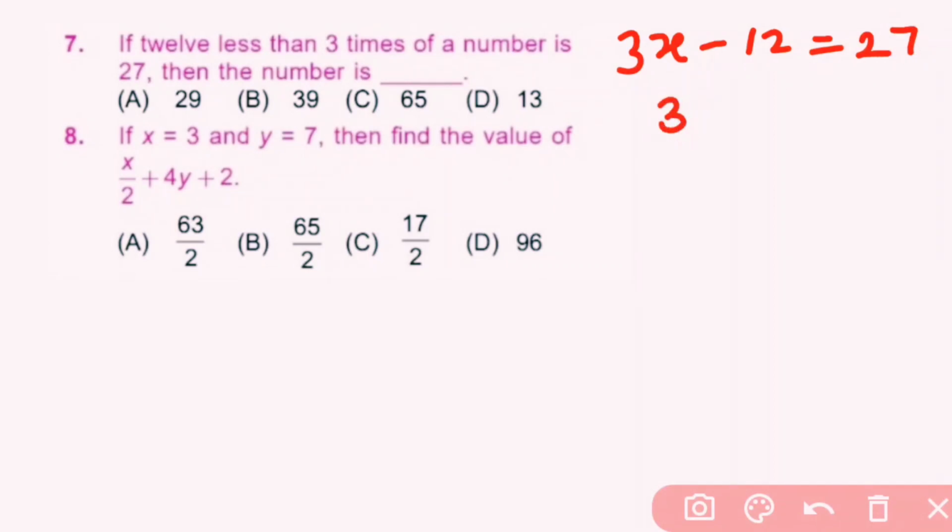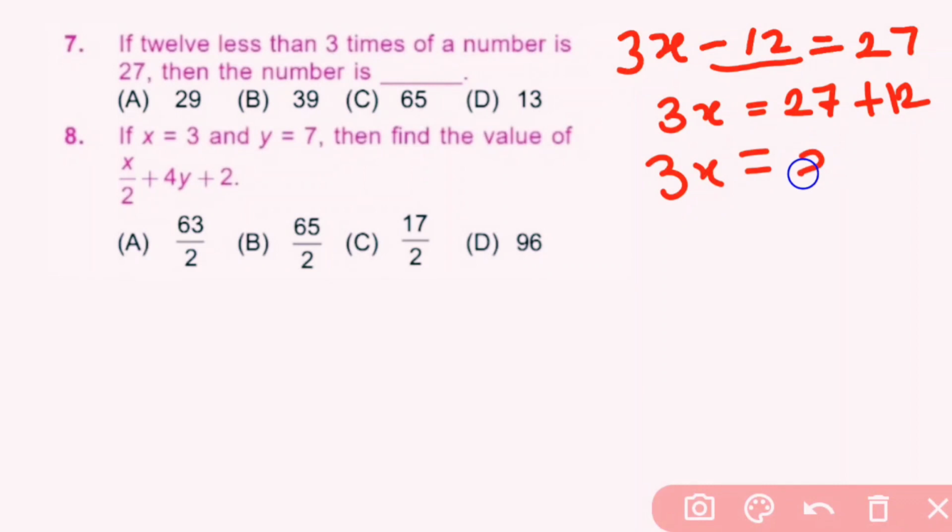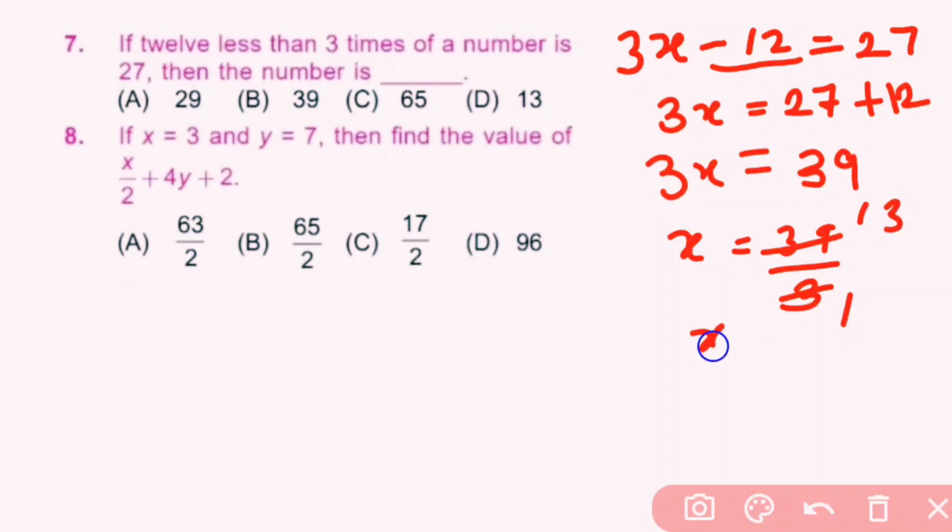Now 3x is equal to 27. Here 12 is having a minus sign, so it will become plus here. So 3x is equal to 27 plus 12 is equal to 39, and x is equal to 39 divided by 3. 3 1s are 3, 3 1s are 3, 3 3s are 9. So x is equal to 13. So here D is the correct answer.